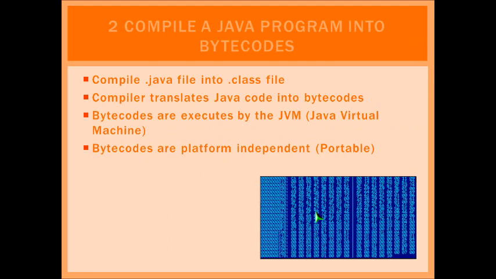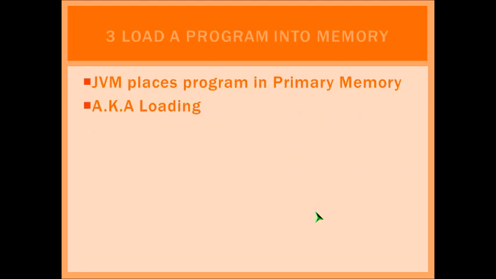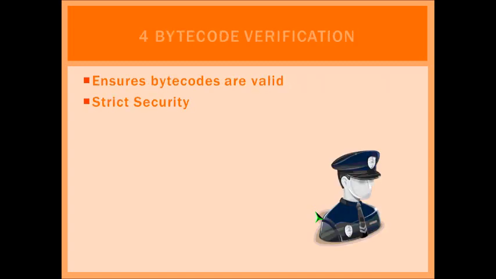Secondly, you'll compile your program into something called bytecodes. Now this is brilliant about Java because you can write the same program on Windows, take it to Linux, take it to Mac, and compile it and run it, and it should work exactly the same because bytecodes are platform independent. The third thing, we will load the program into memory telling it we want it to run now.